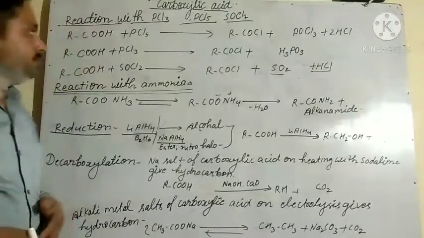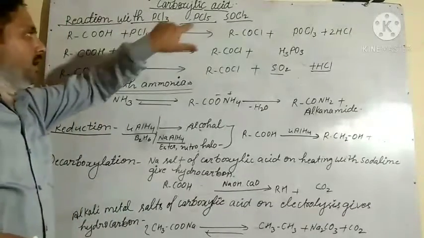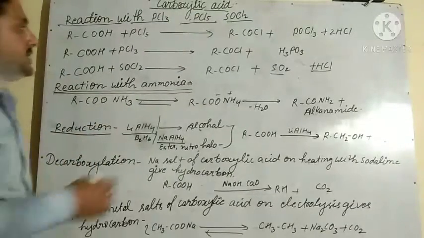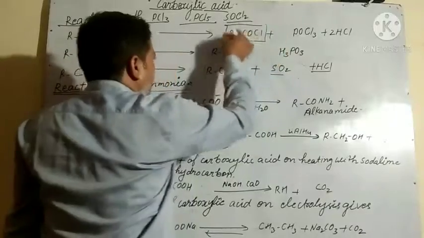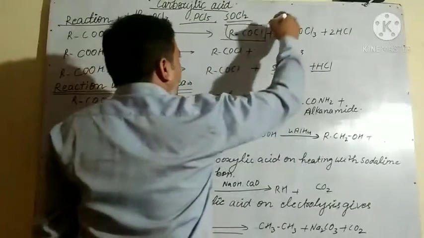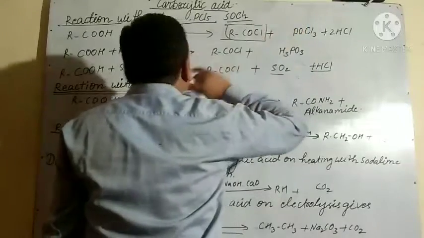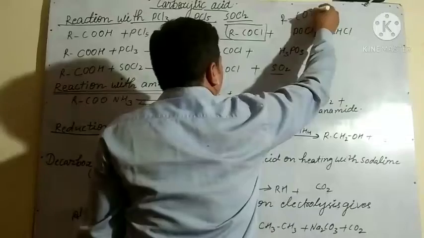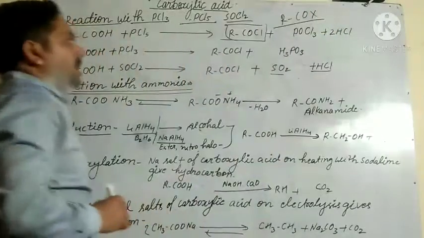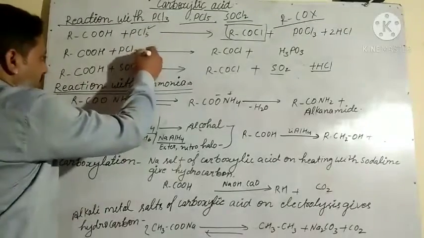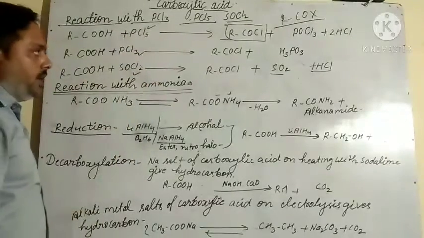Acid reacts with PCl5, PCl3 and SOCl2 to give RCOCl. What is RCOCl? It is an acyl halide, and it can be represented like this. So if we say acid reacts with PCl5, PCl3 and SOCl2, it gives acyl halide.